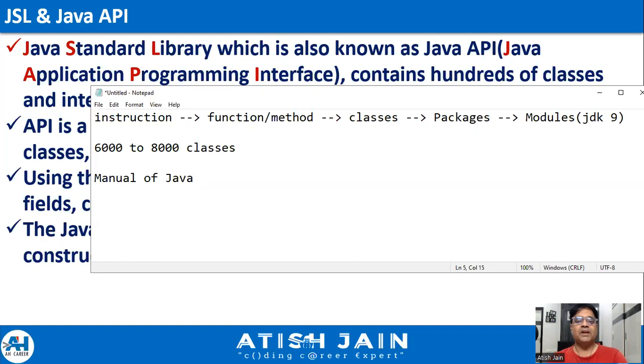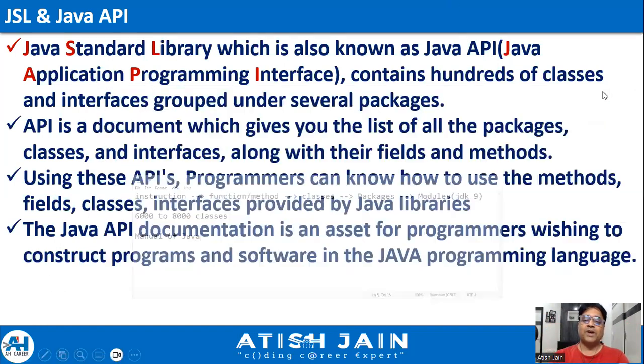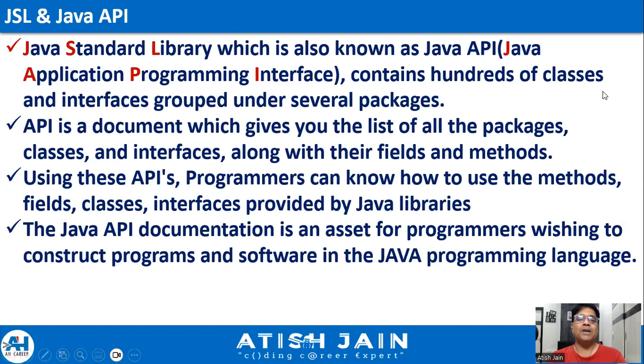Is it clear? So Sun Microsystems has provided all these functions, methods, classes, and packages for our reference in the form of an HTML file. And that is known as Java API, which stands for Java Application Programming Interface. It is also known as Java documentation.